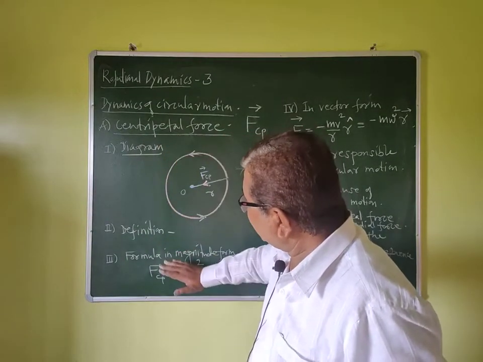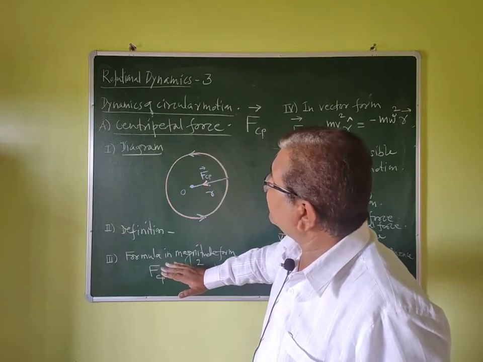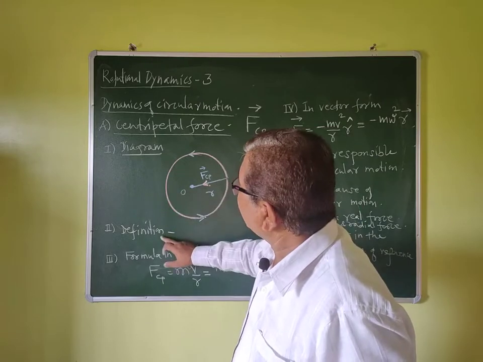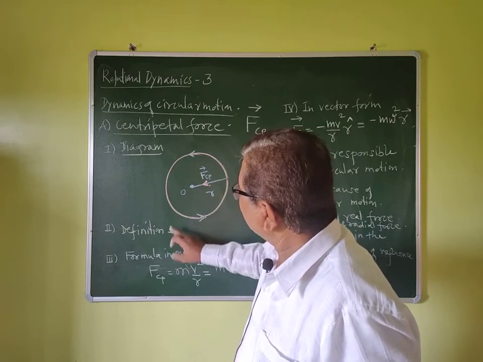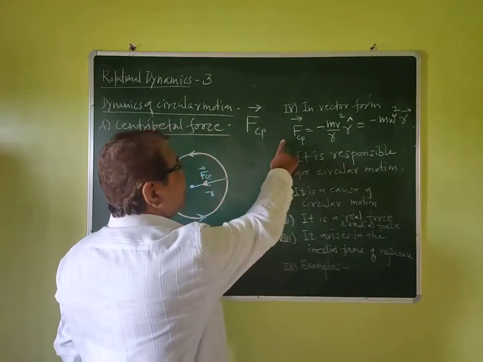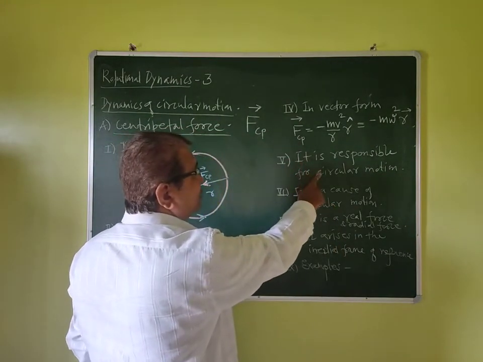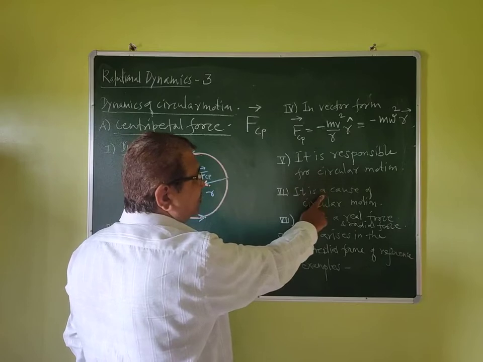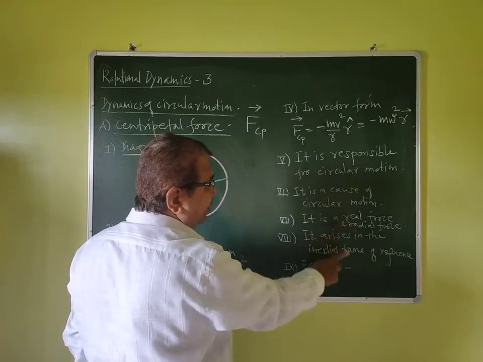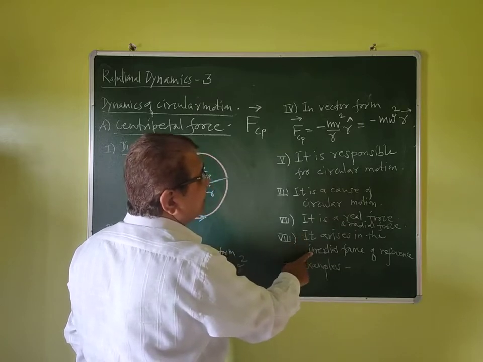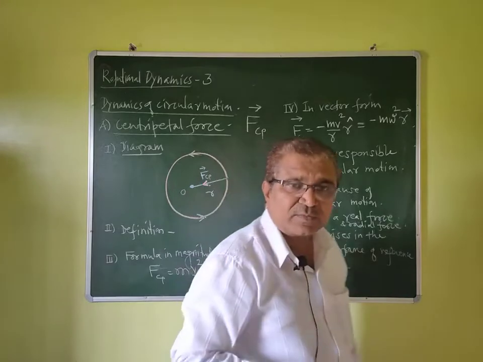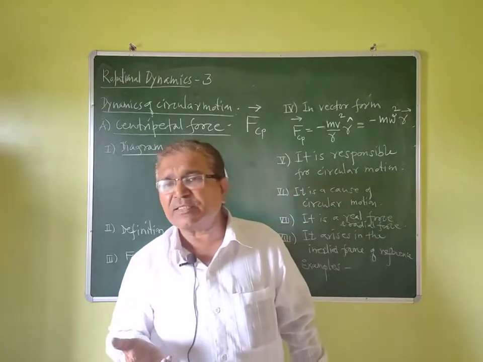So we will learn this. We have already learned this in point form. Draw the diagram. Write down the definition from the diagram. This is the formula in magnitude form. This is the formula in vector form. It is responsible for circular motion. It is a cause of circular motion. It is a real force and radial force. It arises in the inertial frame of reference. And the examples I have already told. I will repeat those examples again.